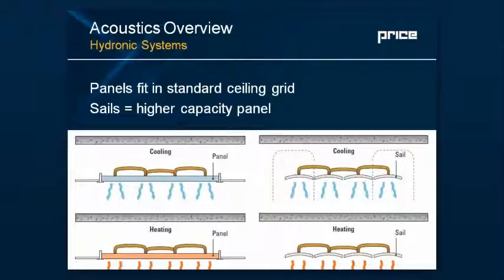And then finally, hydronic systems. This is just using radiant technology. There are two basic designs: there's a panel and there's a sail. The sail is more effective because you've increased your surface area.